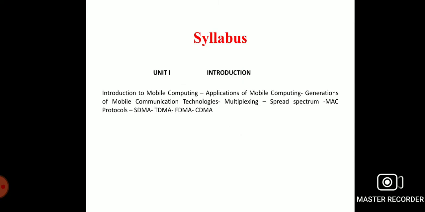Now you can see the syllabus of Unit 1. The first topic is the introduction to mobile computing, the second one is the applications of mobile computing, and the third one is the generations of mobile computing technologies, and also the multiplexing schemes. We are using the telecommunication medium. Till now the technologies of multiplexing are space division multiple access, time division multiple access, frequency division multiple access, and code division multiple access. So today we discuss the introduction to mobile computing.